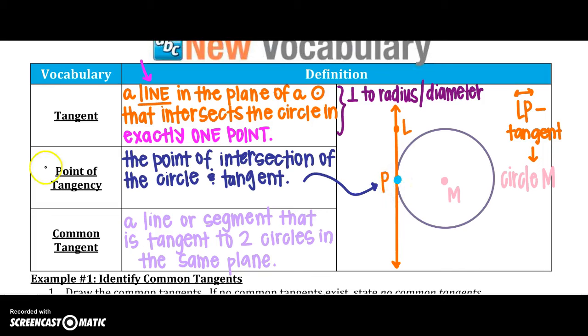And that point actually has a name. It's called the point of tangency, the point of intersection of a circle and the tangent. Because it only hits one point, we know there's only one point that it's tangent to. The tangent is also perpendicular to the radius, so we can also remember that. A common tangent is a line or segment that is tangent to two circles in the same plane, and that's what we're going to start with first.